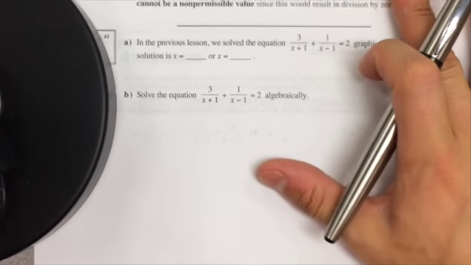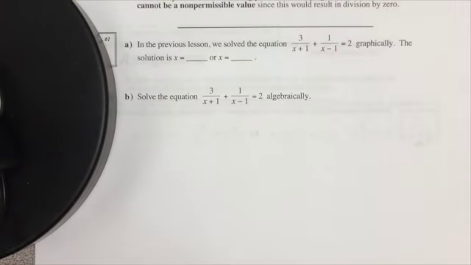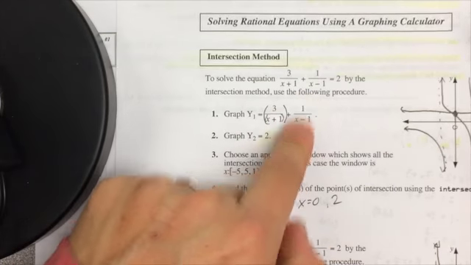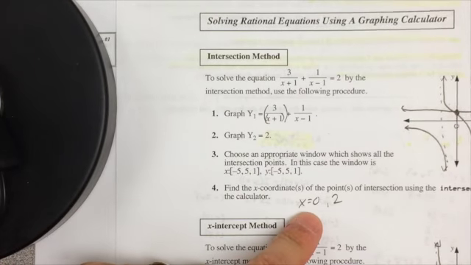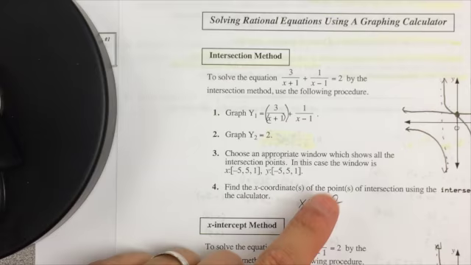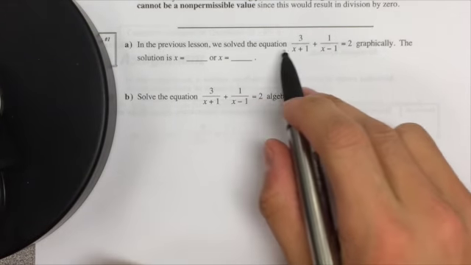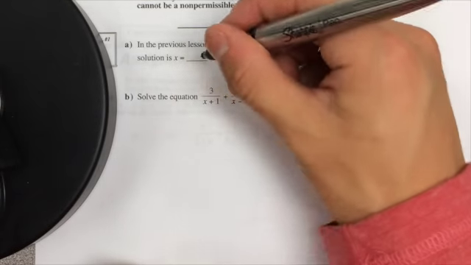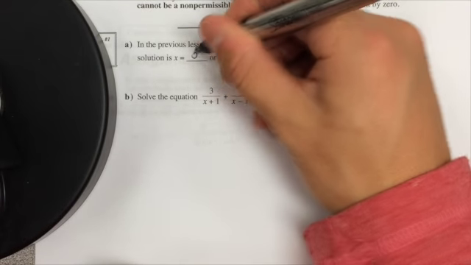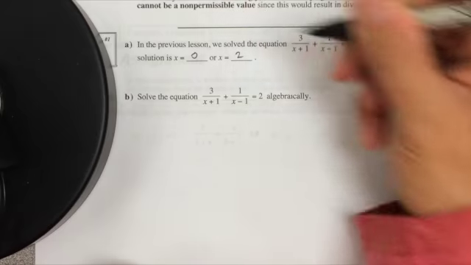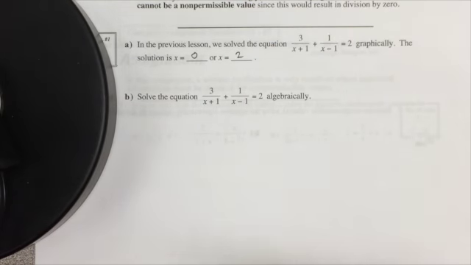If we remember the previous lesson where we had to make the graph of this problem here, you'll remember that we had values of 0 and 2 that our graph came up with. So in the previous lesson we solved the equation graphically, and the solutions for x were 0 and 2. Now what we want to do is solve this equation algebraically.